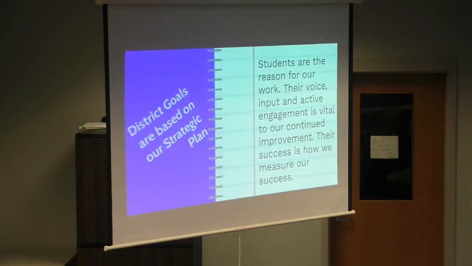So what we did is we went back to our strategic plan and said, okay, what's our strategic plan? And really it says students are the reason for our work. Their voice, input, and active engagement is vital to our continued improvement. Their success is how we measure our success. So really that's the document we created together to say, look, what's important? What do we value as a district? Because we want our budget to represent what we value as a district.